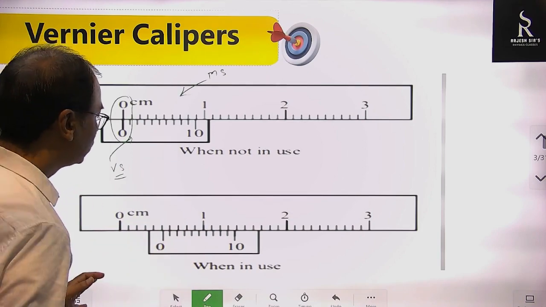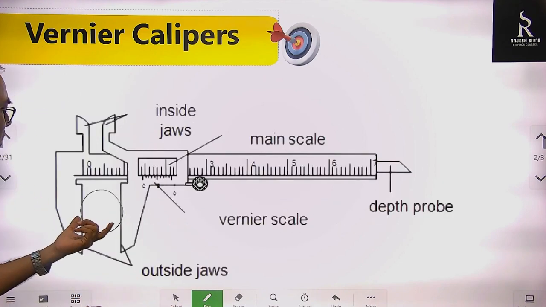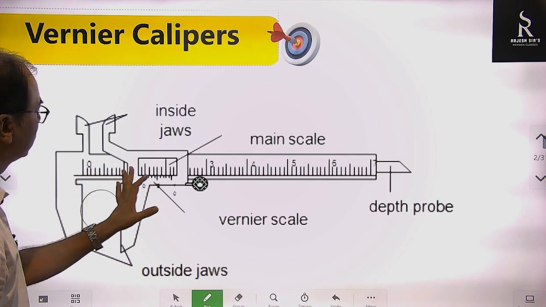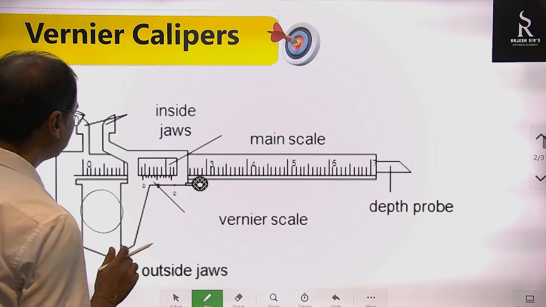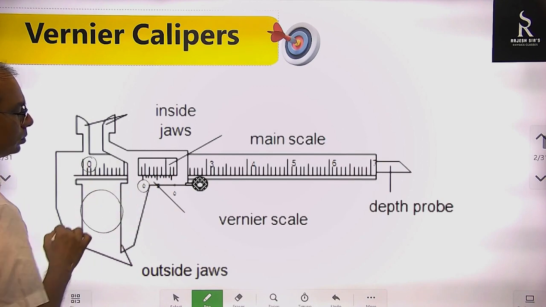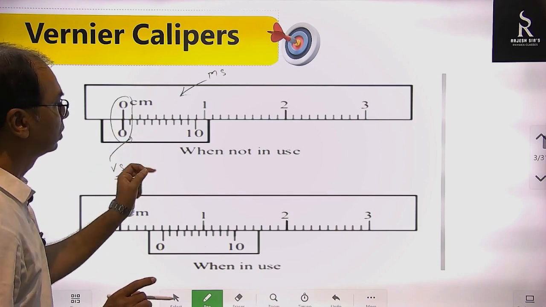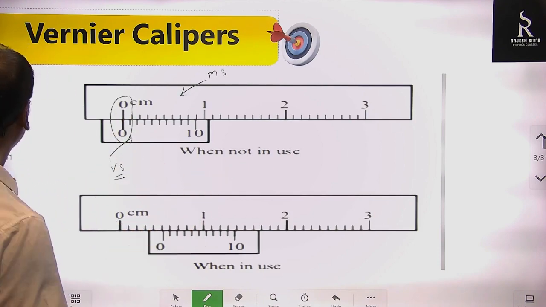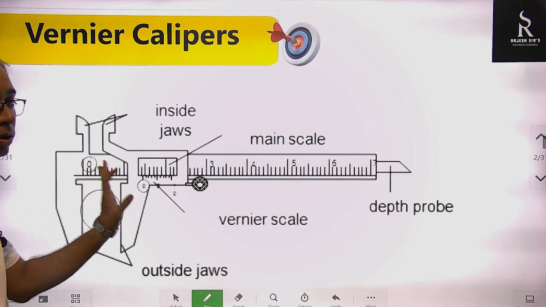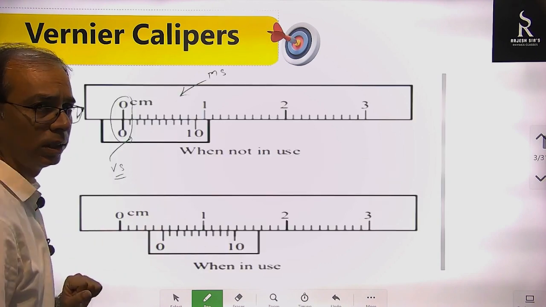But when we are using them, suppose you have put one ball over here, some main scale reading is there, and a vernier scale reading is there. Now two things are here: this is main scale 0 and this is vernier scale 0. When they were not in use, both zeros were coinciding. But when we are using them, you see that this is 0 of main scale, this is 0 of vernier scale, both are not at the same place, right? So now we have to see the reading.